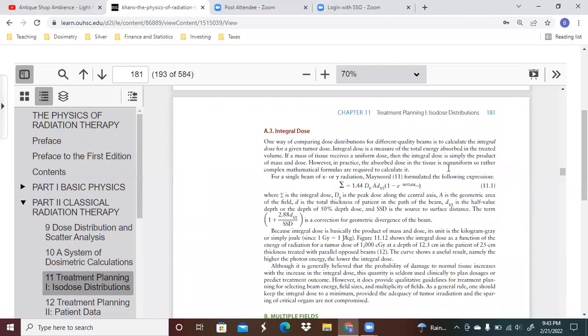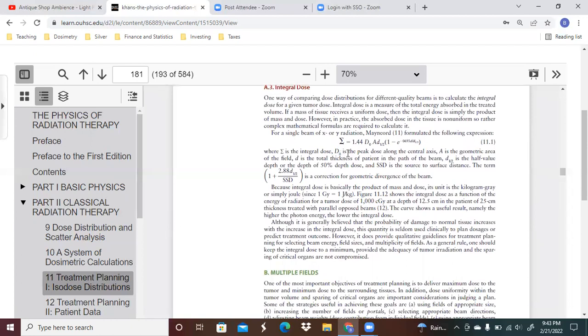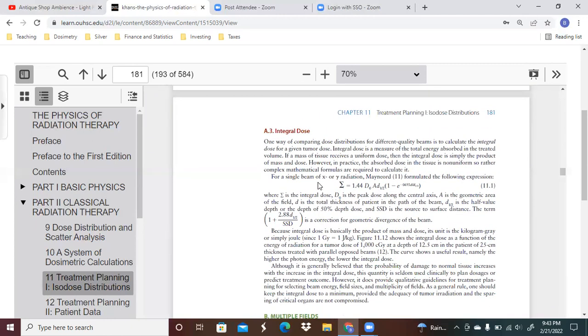Another concept here that we need to talk about is integral dose. One way of comparing dose distributions for different quality beams is to calculate the integral dose, and that is a measure of total energy absorbed in the treatment volume. I'll see if I can dig up a problem or so on this. This is one of the debates that they have regarding using IMRT static fields versus doing rapid arc. What is your integral dose? In many cases, you'll find that it's much higher when you're using a rapid arc because you're covering so much more volume than what you are with the static fields.